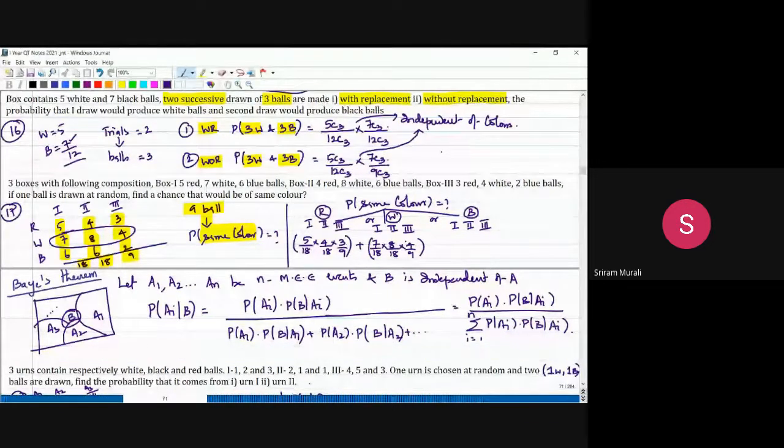And the last case would be 6 over 18, 6 over 18, and then 2 by 9. So all the cases to be multiplied. Have you understood the problem? Yes, sir.